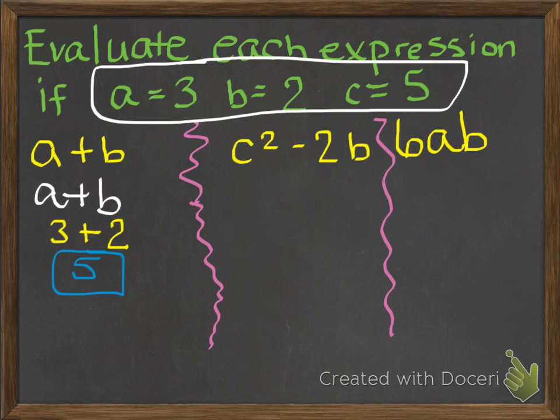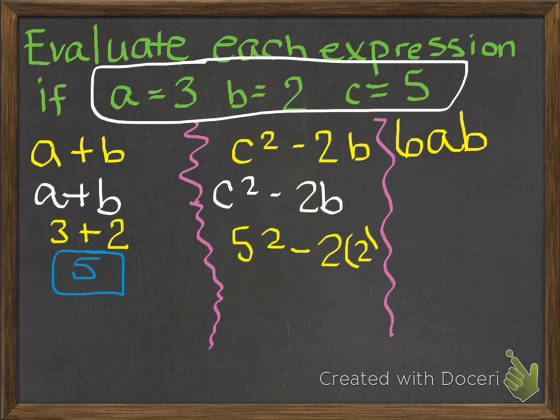The next problem, again, we're going to write C squared minus 2B. That's my original problem. I'm going to substitute. So C we've got here is 5, so it'll be 5 squared minus 2 times, and then what do we have for B? 2. And then we're going to evaluate. 5 times 5 is 25 minus 4. And then our final answer is going to be 21, and we're going to put a box around it.